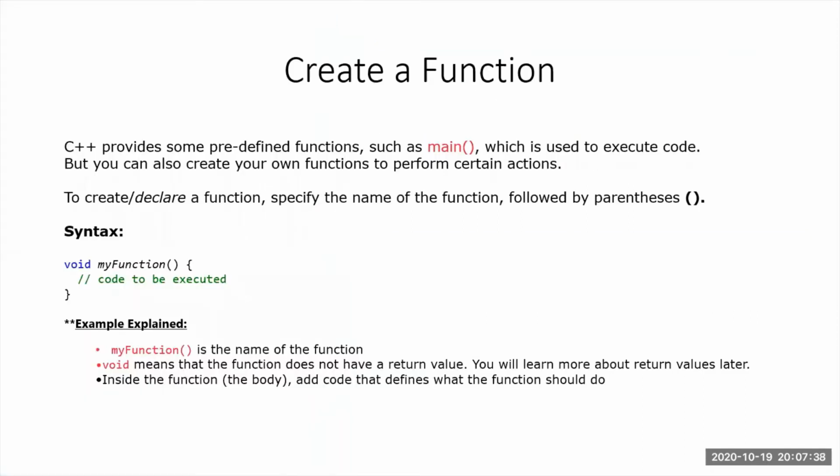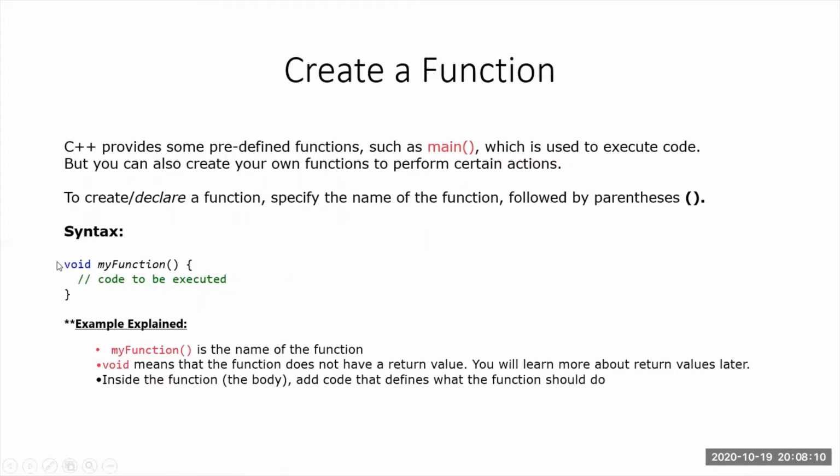So C++ provides some predefined functions, as I mentioned, like main, which is used to execute code, but you can also create your own functions. And in order to declare a function, this is the syntax that you use, at least in C++. For the most part, this syntax is shared across many languages, especially those that are object-oriented, like Java, if you've taken a Java programming class. You also have C#, the .NET languages, and other languages that behave similarly with the same syntax.